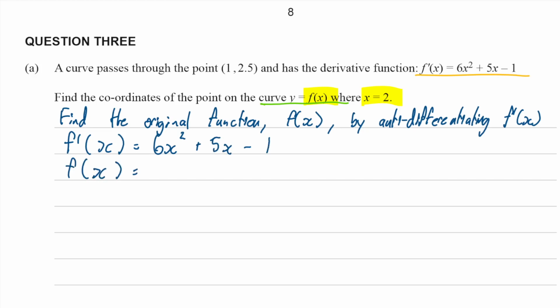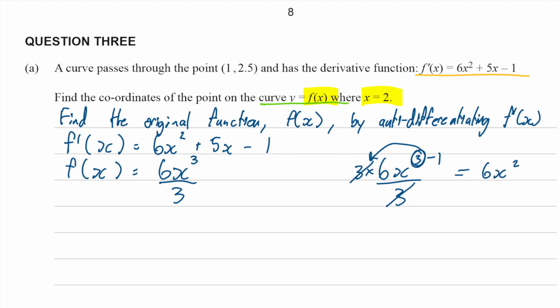f of x. So the antiderivative of 6x squared is 6x to the power of 3. So we added 1 to the power, so 2 plus 1 gives 3, and we divide by the new power. Right, so the new power is 3, so we divide by 3. And the reason why we do this is because if you recall, to differentiate, we'd take the power multiplied out the front, so the 3's would cancel, and then we subtract 1 from the power, which gives us 6x squared. Right, so the antiderivative goes the other way to the derivative.